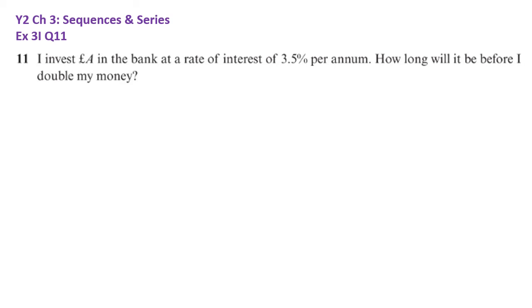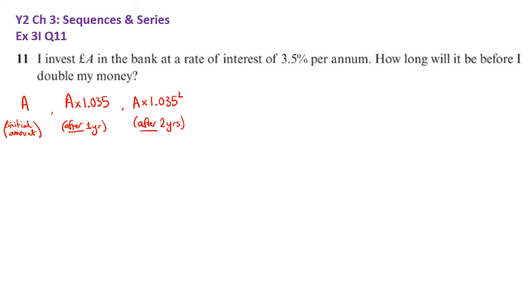So in question 11, again, it's important to make the distinction between your initial amount and the amount that you have in your bank after 1 year, after 2 years, and so on. I'd write it out in this way. So we have A is our initial amount. We get our first lot of interest after 1 year, and then after 2 years we get our second lot of interest, and so on.